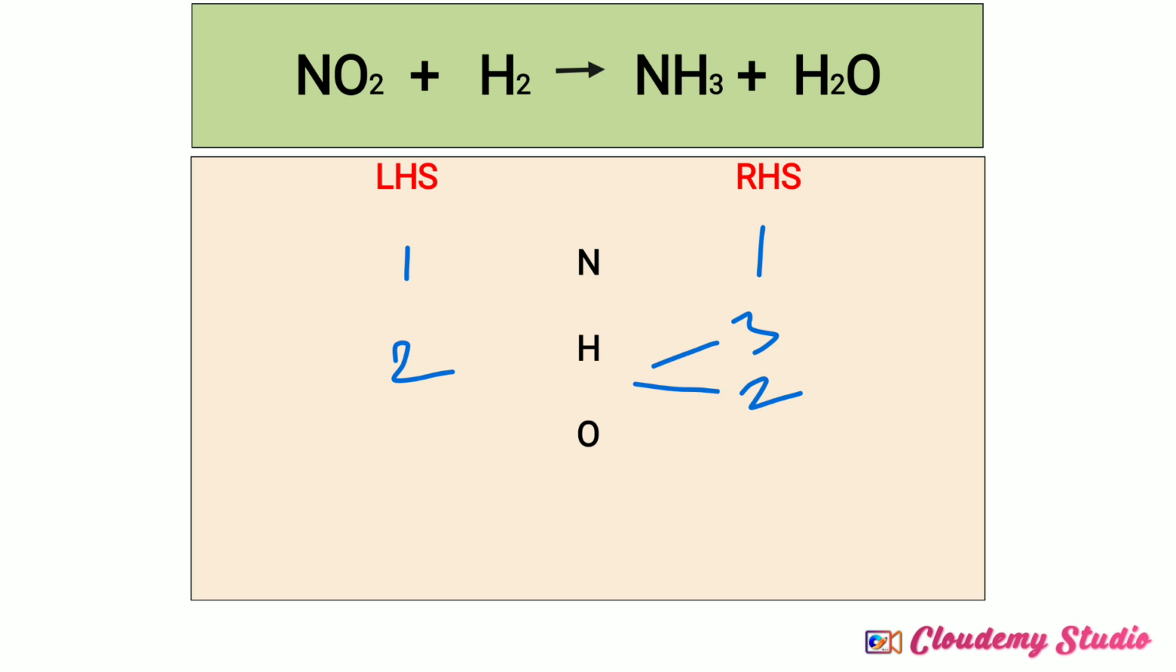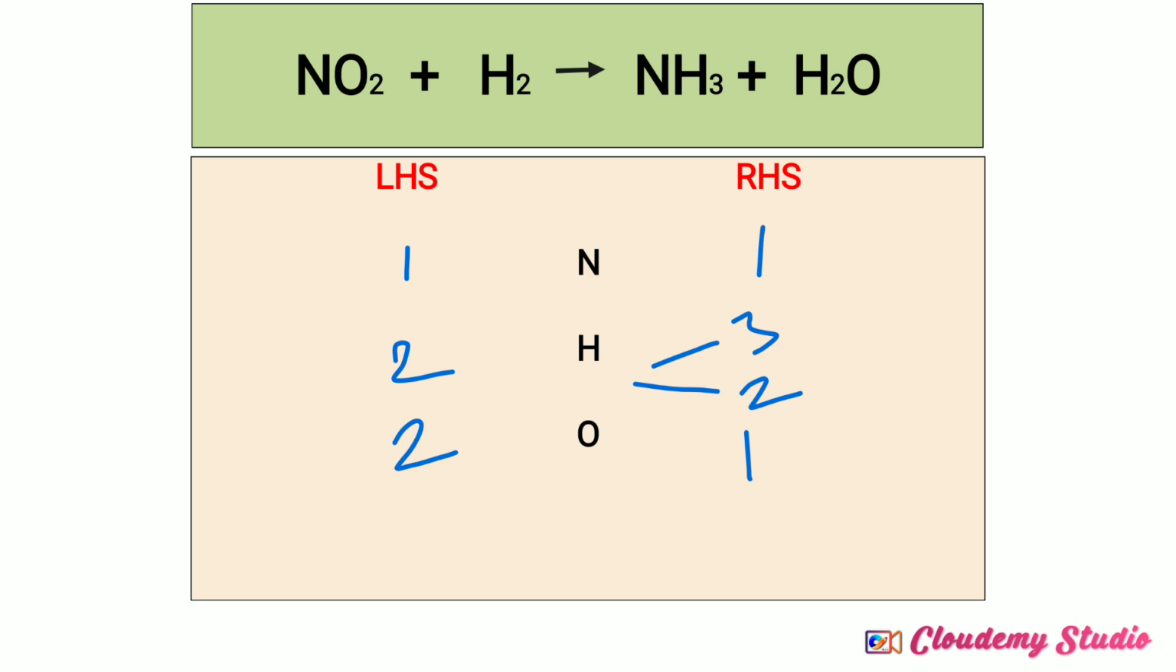The next atom, oxygen, at the left hand side, how many atoms are there? 2 oxygen atoms in nitrogen dioxide. The right hand side, only 1 oxygen atom in water. So we can write down oxygen at the left hand side 2, the right hand side 1.